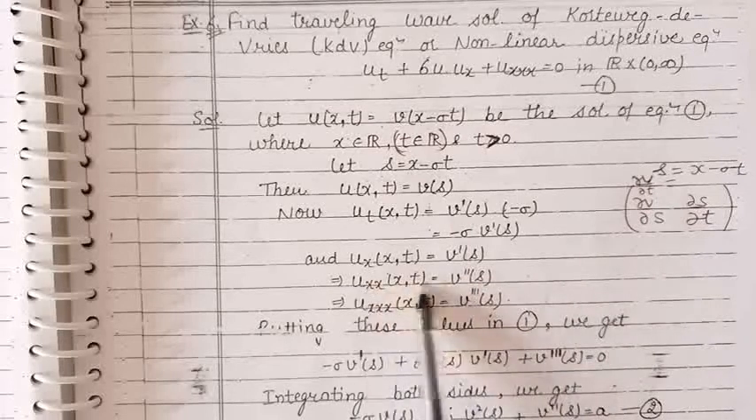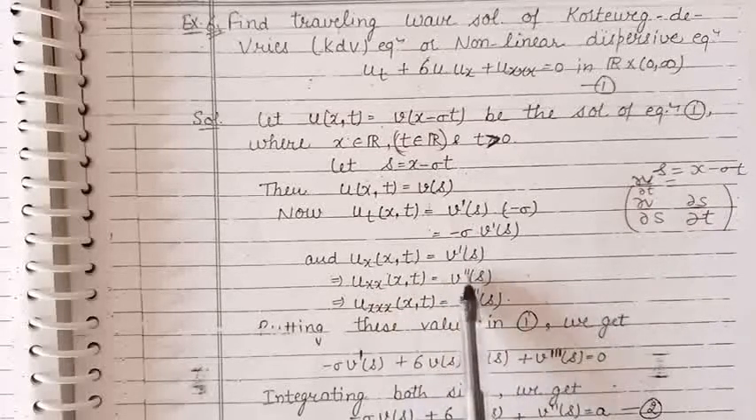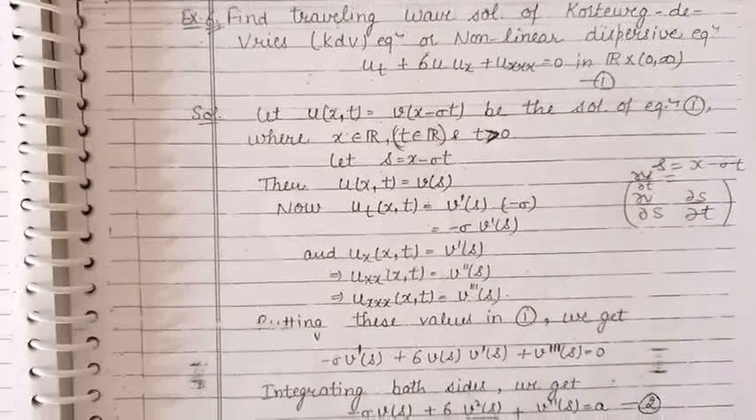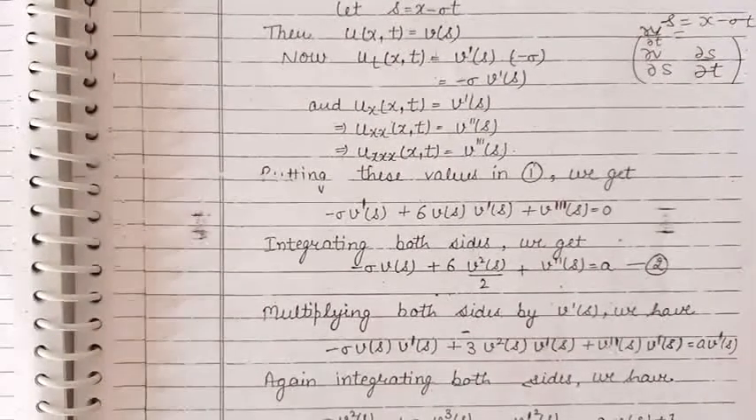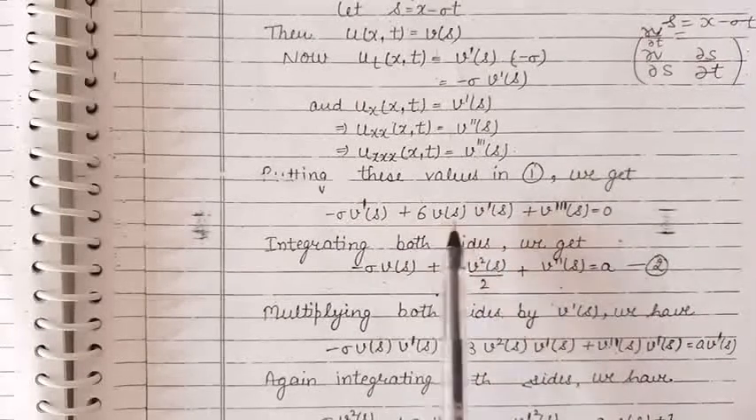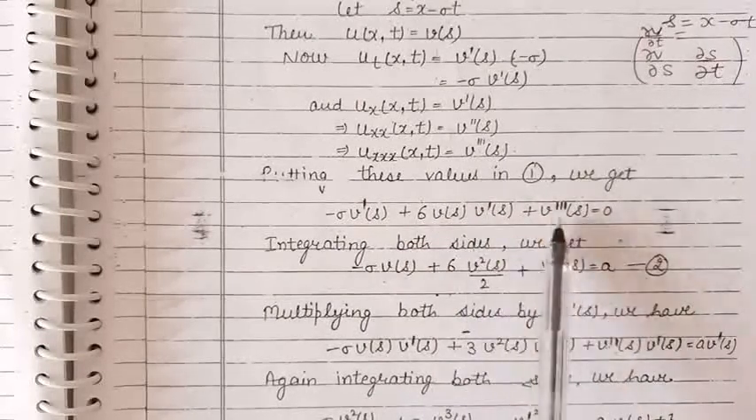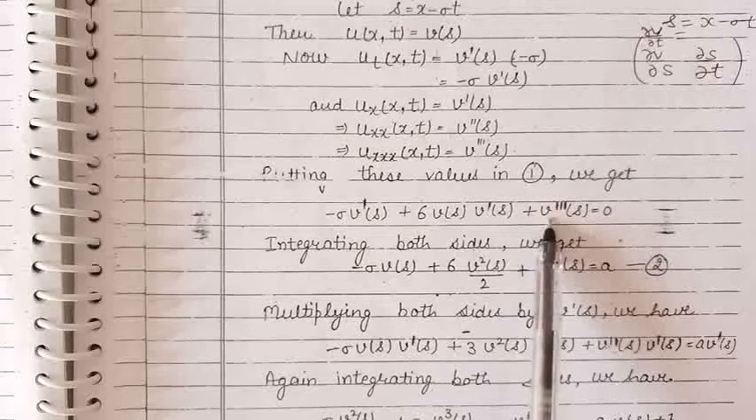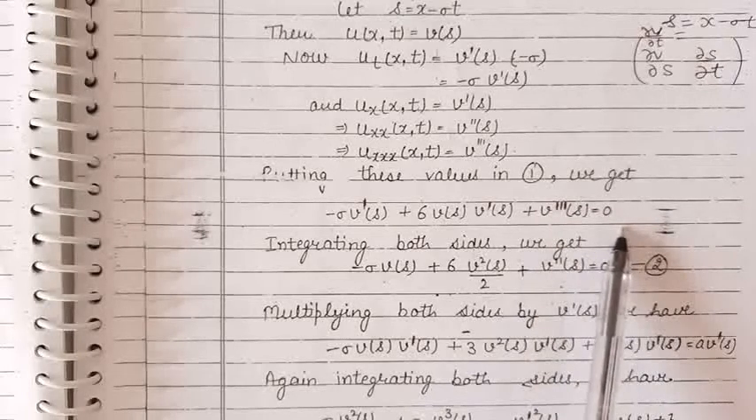If we again differentiate this term partially with respect to x, this will become third order derivative of v with respect to s, because the partial derivative of s with respect to x is 1. So finally we can substitute these values in the equation 1. So the equation becomes minus sigma into v dash plus 6 v v dash plus v triple dash, means third order derivative of v with respect to s, and this is equal to 0.